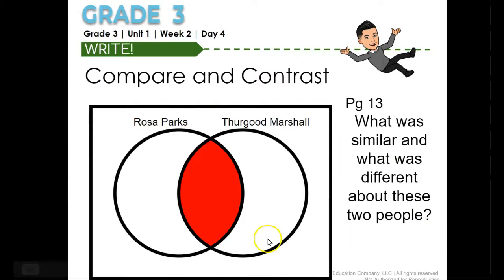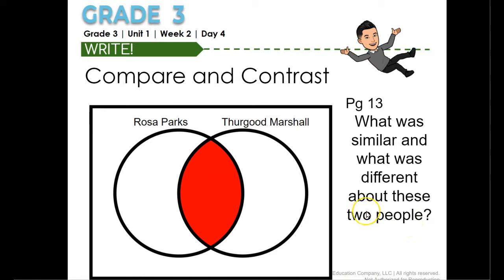So we're going to be doing a Venn diagram. It's basically a graph where we compare two things: when they're the same, or when they're different. When we're comparing Rosa Parks and Thurgood Marshall, there are some things that are similar to both of them, and some things that are different. It says what is similar and what was different about these two people. Let's go ahead and read those pages again.